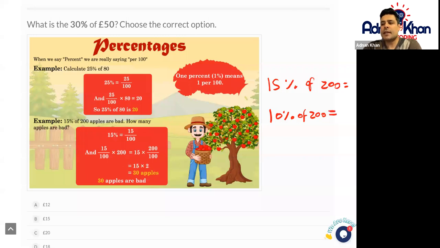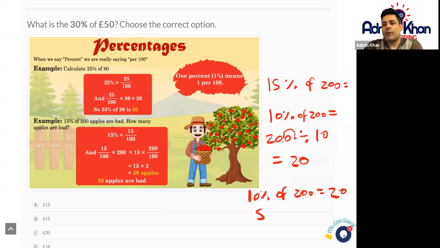When we work out 10% of a particular number, we just cancel a 0 at the end, or we divide by 10. So remember 10 has 1 0, so that means that if you divide 200 by 10, the invisible decimal at the end will go to the left once, and that will give us an answer of 20. So 10% of 200 is 20.